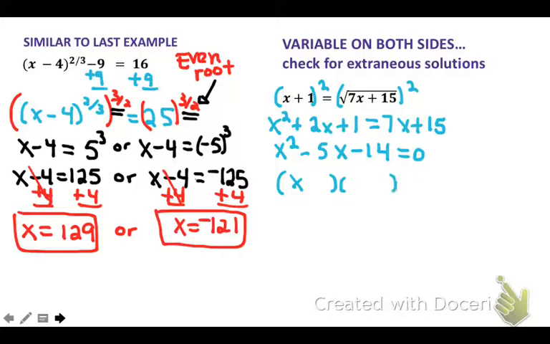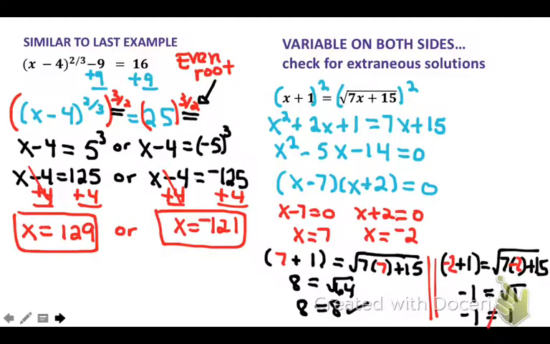So we know the first term has to be x, and then let's try 7 and 2, and the 7 has to be negative and the 2 has to be positive. So it multiplies to negative 14, and negative 7 and 2 adds up to the negative 5x. Now we apply our zero product property and solve for x. My solutions were x equals 7, x equals negative 2.